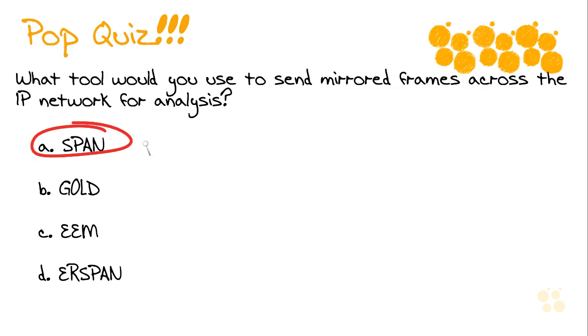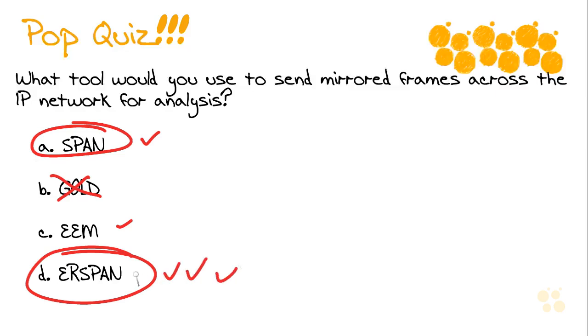And the problem here is we didn't read all the options. So SPAN, yeah, I'll think, okay, maybe. GOLD, no way. EEM, kind of maybe. But then ERSPAN. ERSPAN is the best answer and what we were looking for in this case, not just SPAN locally, because they said we wanted to send these mirrored frames across the IP network for analysis. It is indeed the encapsulated SPAN that we are looking for.